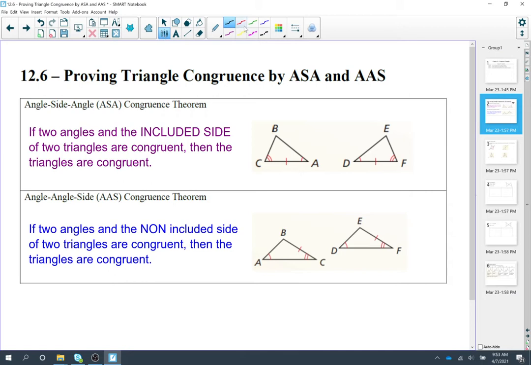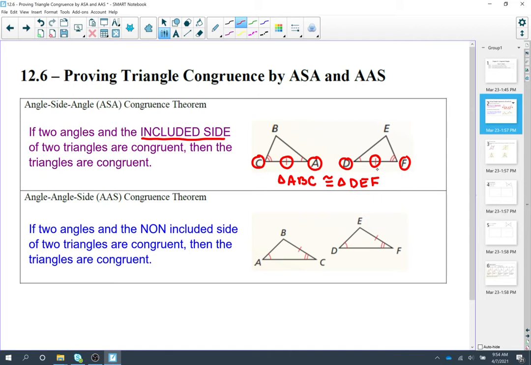So specifically here, if we look at triangle ABC and DEF, do you notice that we have the two angles that are congruent? Now on this one, the included side, once again, has to be the side in between the angles. If it's not in between, then this theorem will not work. But if that's true, then we can say that triangle ABC is congruent to triangle DEF.